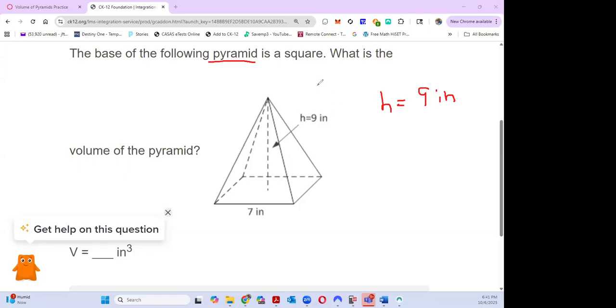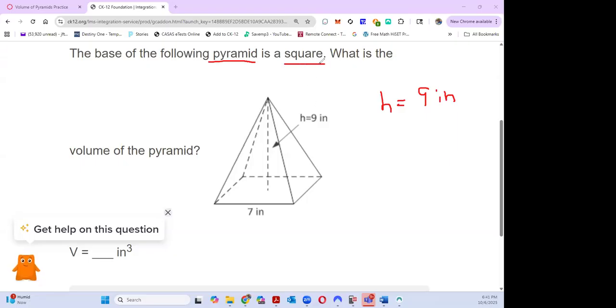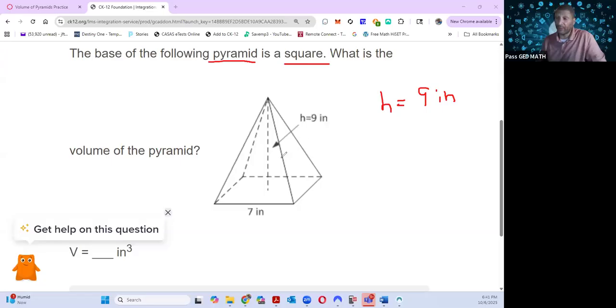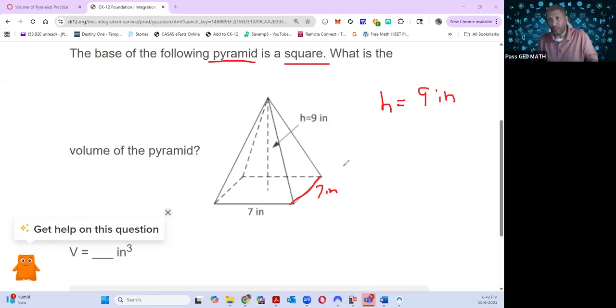Which shape is the base? A square. It's not a cube. A cube has 3 dimensions. A square. So if this side is 7 inches, this side here is also what? 7 inches. Now, what did I tell you? When you talk about volume, you talk about 3 dimensions. When you talk about area, you talk about 2 dimensions.